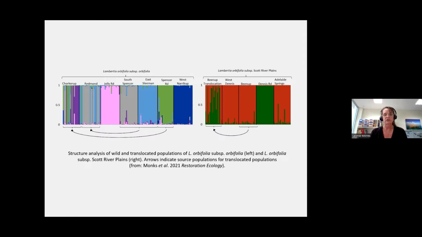So understanding the genetic structuring within a species can help with translocation planning. In the case of Lambertia orbifolia Scott River Plains, the translocation was established using a single source population, but has some evidence of gene flow, either historic or current, between the two population clusters. This lack of structure between populations suggests using a single large healthy population was sufficient to capture the genetic diversity of the subspecies. In contrast, for Lambertia orbifolia, two different source populations were mixed together to establish each translocation site. Because there is structure between the populations, this strategy of using a mix of source populations was advantageous, as it increased the genetic diversity at each translocation site relative to the wild populations.